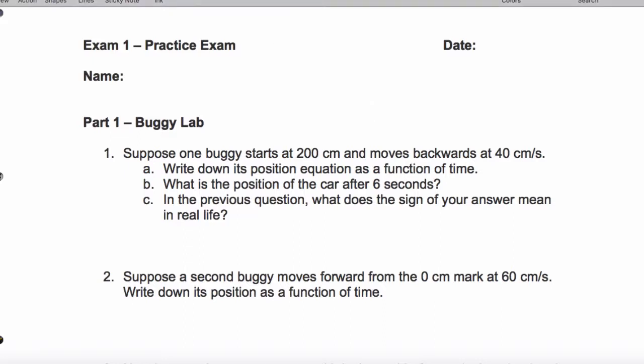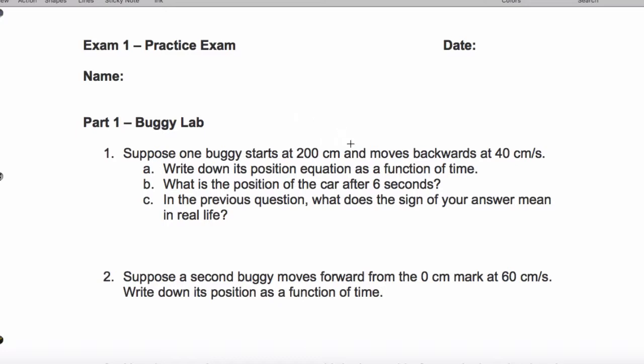All right, I want to go ahead and actually take a look at the practice exam. So here we go. We've got a buggy. It starts at a position 200 centimeters and moves backwards at 40 centimeters per second. We want to write down its position as a function of time and ask a couple of questions after that.